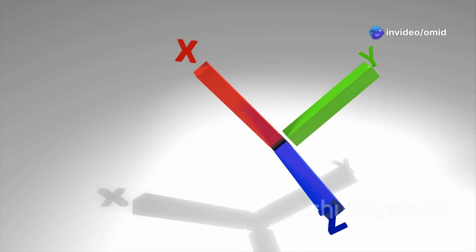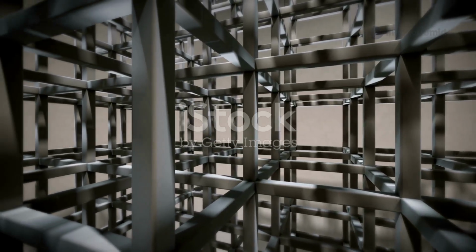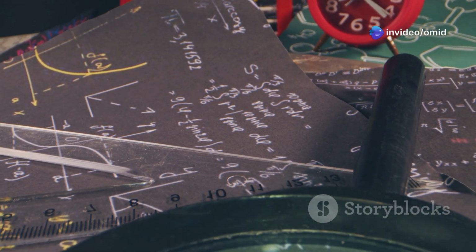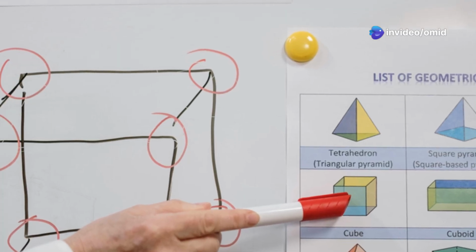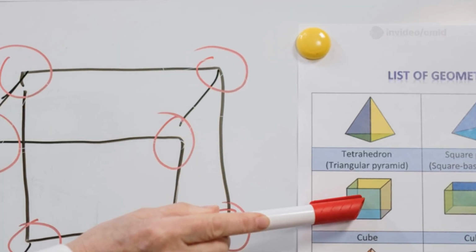Moving beyond two dimensions, we enter the realm of three-dimensional space. We experience this every day. Imagine a room where two walls meet the floor. This corner represents the origin of our three-dimensional coordinate system. The two walls and the floor become our three axes, x, y, and z.